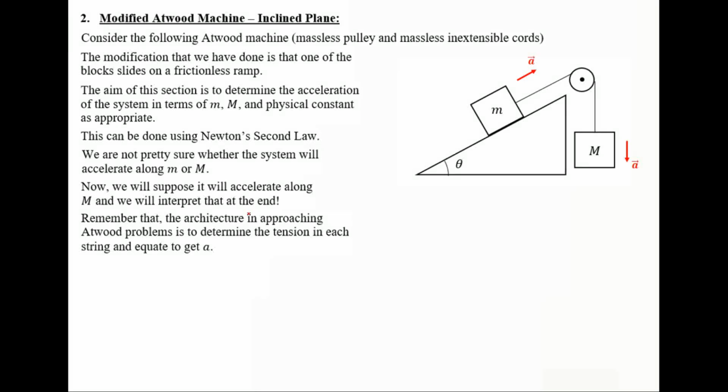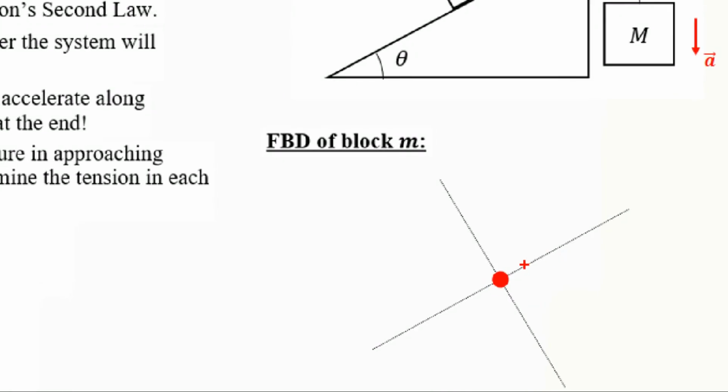Remember that the architecture in approaching Atwood problems is to determine the tension in the string and equate to get A. So the FBD of block m, and notice that the FBD of the block along the incline is represented by a shifted X and Y.